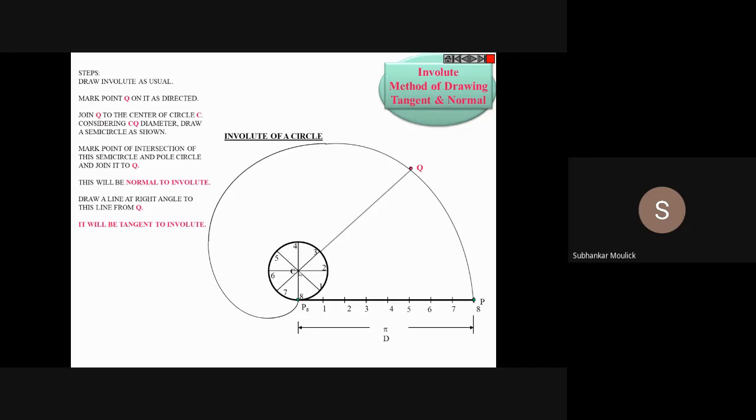Any doubt? Yes. Okay. Next, you now have to treat this CQ line as a diameter of a circle.